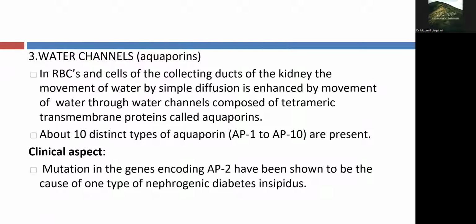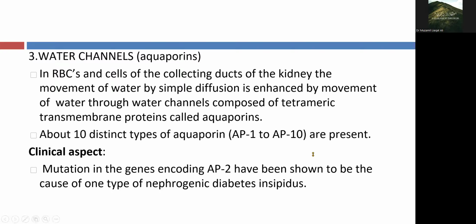Aquaporins are tetrameric transmembrane proteins, meaning four protein subunits come together to form a central pore that is specifically selective for water molecules. To date, about 10 distinct types of aquaporins, labeled AQP1 to AQP10, have been identified in humans.